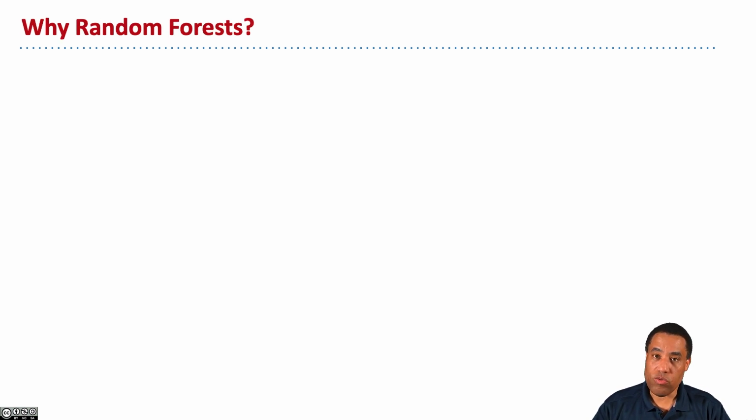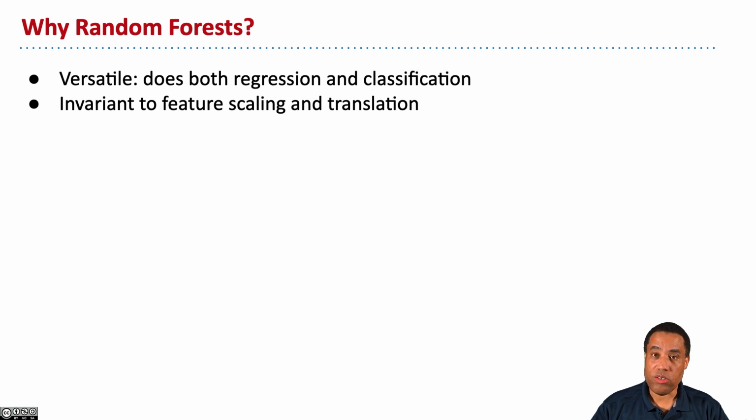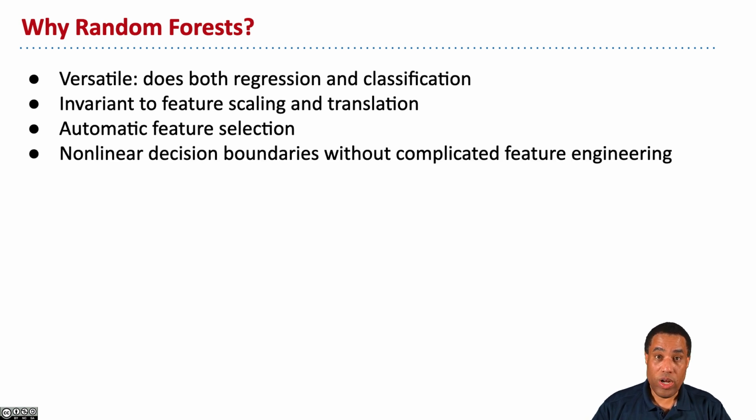Now, why do we want to use random forests? Well, random forests as a tool are very versatile. We can do both regression and classification. So we saw classification, and in just a moment, I'm going to show you how we can use them in regression. They're invariant to scaling our data or translating it in space. They also effectively automatically select the features that we want to use. The greedy algorithm is going to look and pick the features that have the biggest impact. We end up with nonlinear decision boundaries without having to do something really complicated in terms of trying to engineer our features. The nonlinear decision boundaries just fall out of the iterative construction of our decision trees.